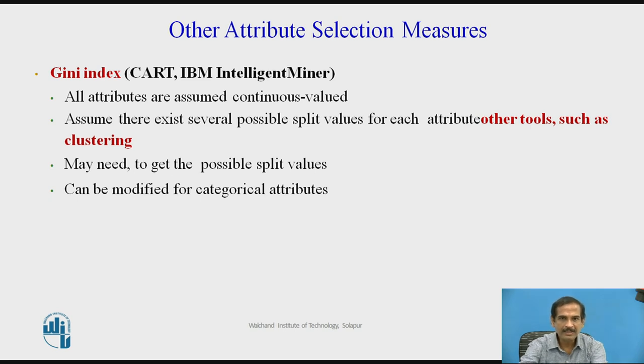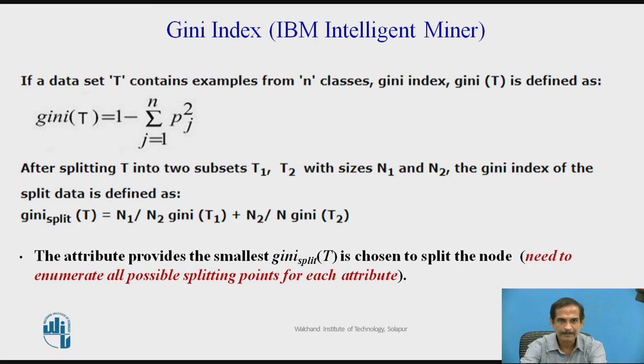Another attribute selection measure is the Gini index, which is used in CART of the IBM Intelligent Miner, where all attributes are assumed continuous valued. And we assume that there exist several possible split values for each attribute, and other tools such as clustering may be used here. We again concentrate on the split values, and the categorical attributes have to be modified.